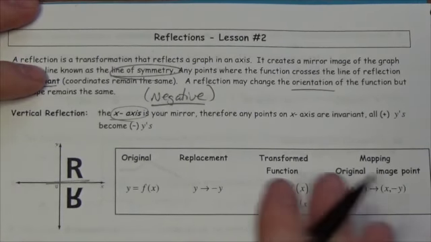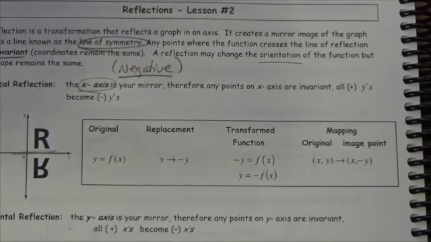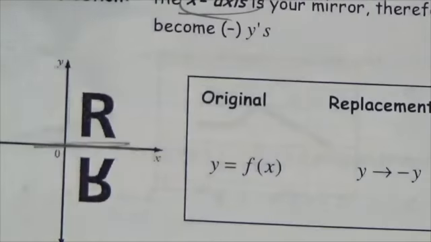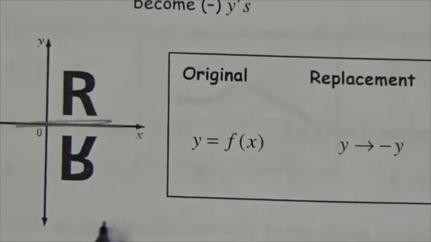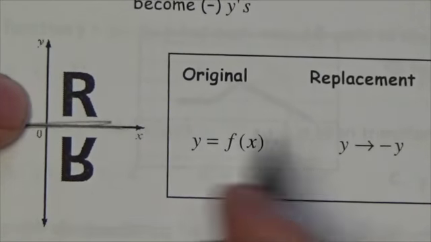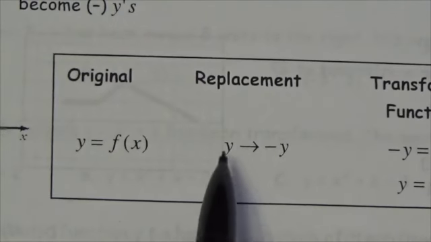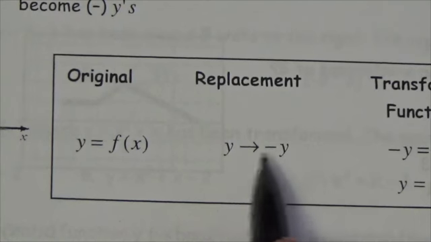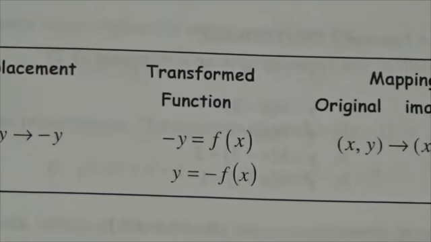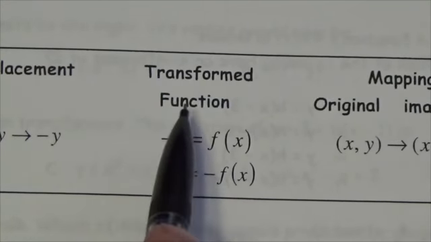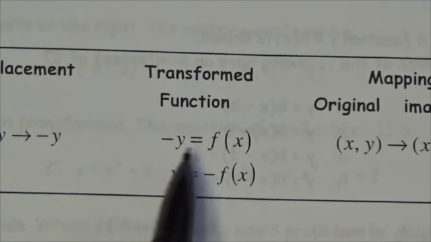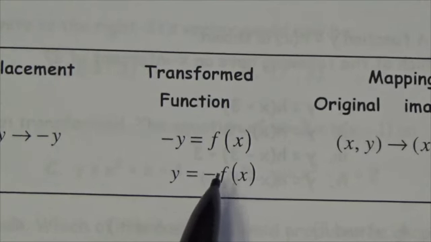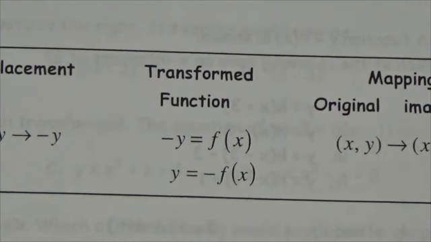Now, the way we do this, and this is the information that we really want to focus on, so let's zoom in a little bit here. Here's our function, if you will. We start with our original, like this R right here. What we're going to do is replace all of the y coordinates with negative y. We're just going to change all of the signs. In the function, that looks like this: our y equals f of x becomes negative y equals f of x. Then we bring that negative over, and the negative sits outside the front of the function.